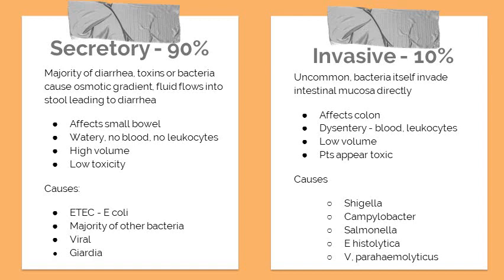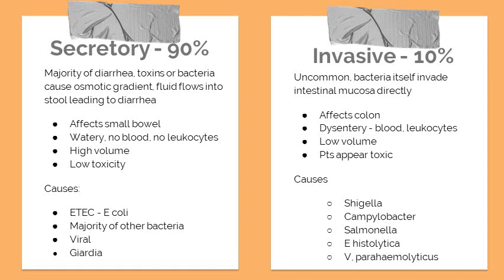Bacterial traveler's diarrhea pathologically falls into one of two categories. Typically, it's either a secretory diarrhea or it's an invasive type diarrhea. The majority of traveler's diarrhea is secretory diarrhea. What that means is the toxins or bacteria cause an osmotic gradient. Fluid flows into the stool, which leads to diarrhea and looser stool. This typically affects the small bowel. It's watery. There's typically no blood and no leukocytes in the stool.